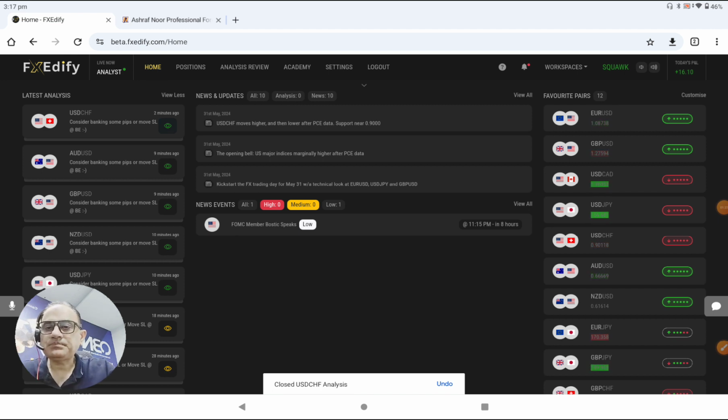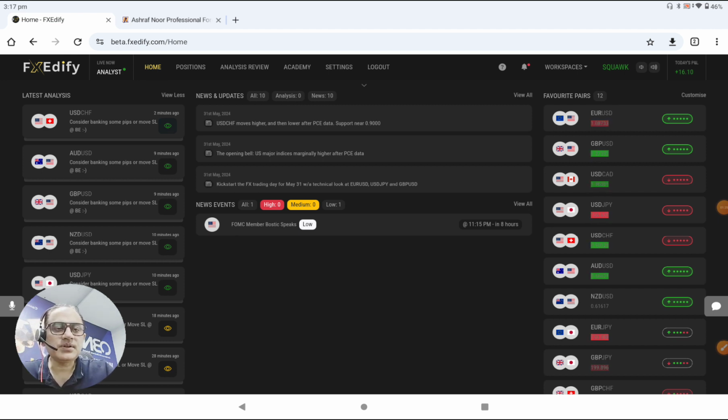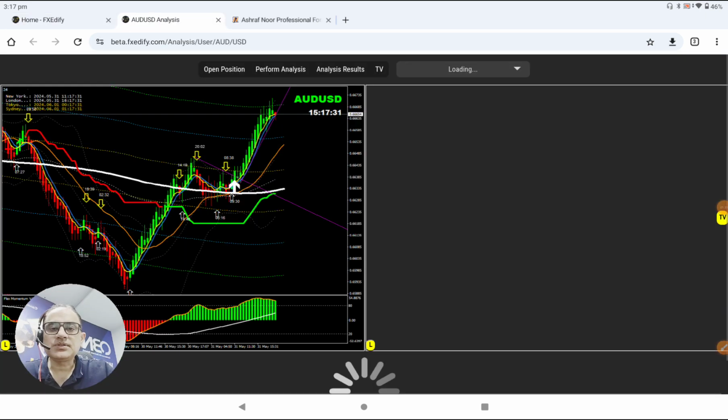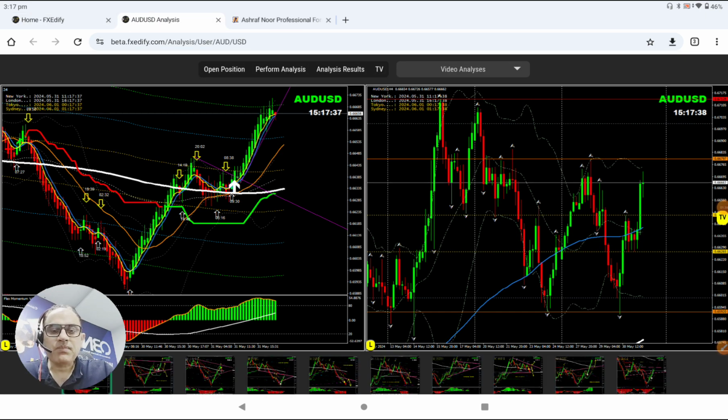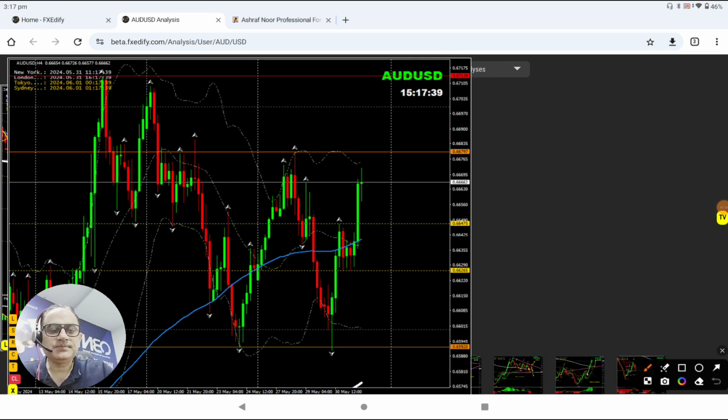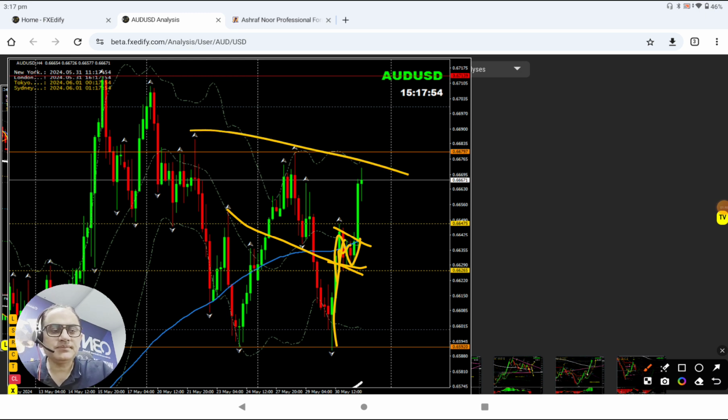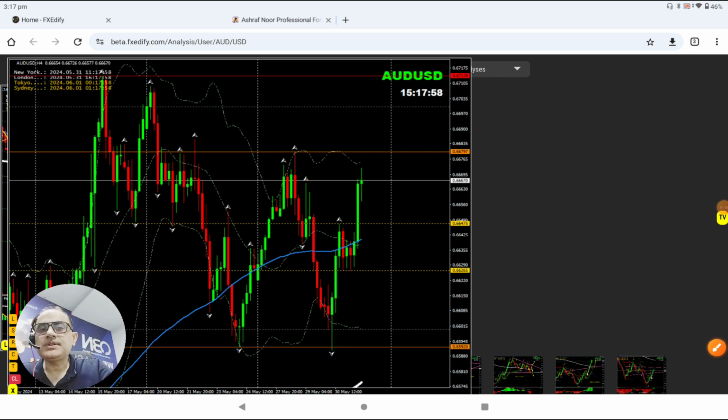We have Aussie dollar. Let's talk about the 4-hour chart. This is what we explained to traders this morning. Price developed an impulsive move and is developing a correction. If you look here, price broke and gave us the confirmation. So we were looking for this breakout. Nicely hit the profit target, bank some profit.